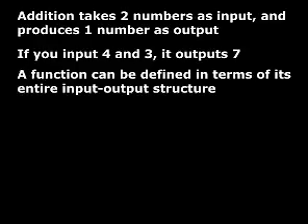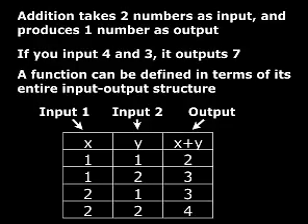Now, a function can be defined in terms of its entire input-output structure. What does that mean, its input-output structure? Well, look at all of the possible inputs you could give the function and what its outputs would be given those inputs. So for instance, if we look at the addition function, it'll have two inputs, and we can just call the first input x and the second input y. Just think of those as a shorter name for first input and second input.